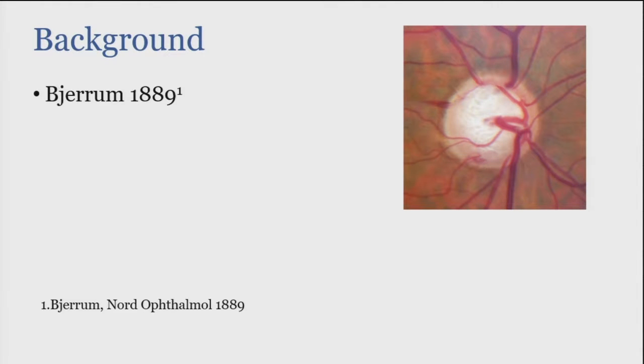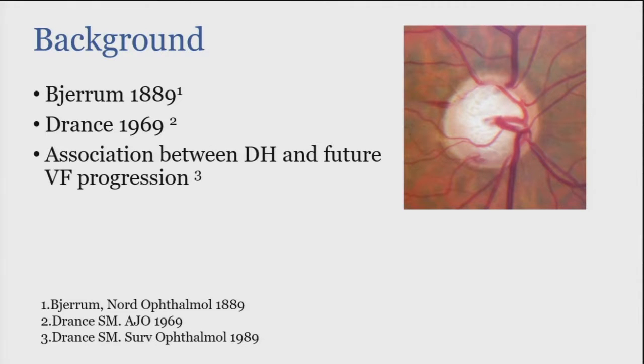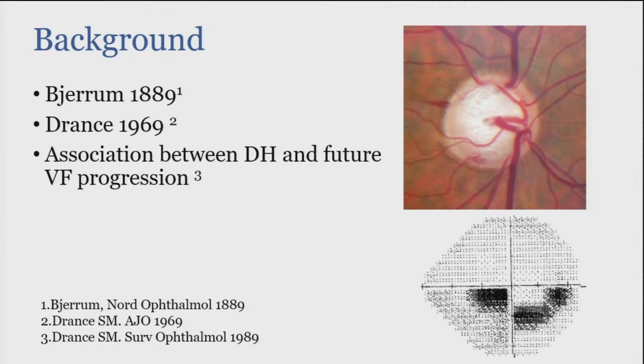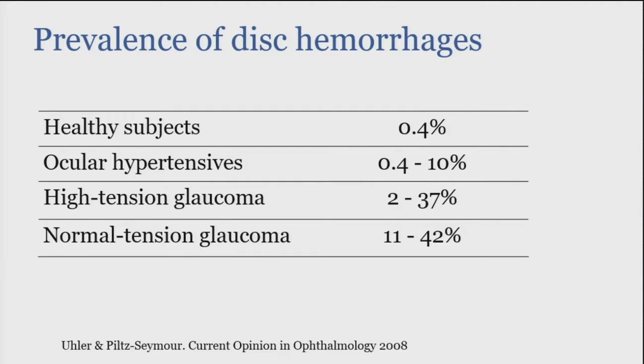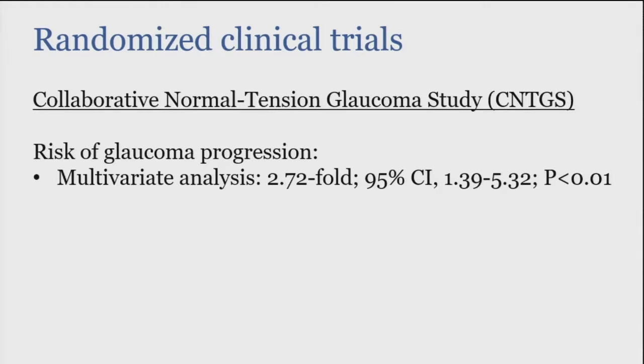So as a background, Jerome was the first to describe these hemorrhages in 1889, but it was Jones in 1969 who provided the first systematic description of these hemorrhages and their association with visual field progression. We know that they can occur in basically every individual, less so in healthy subjects, but they tend to be more common in those with low pressure glaucoma for reasons we don't know yet.